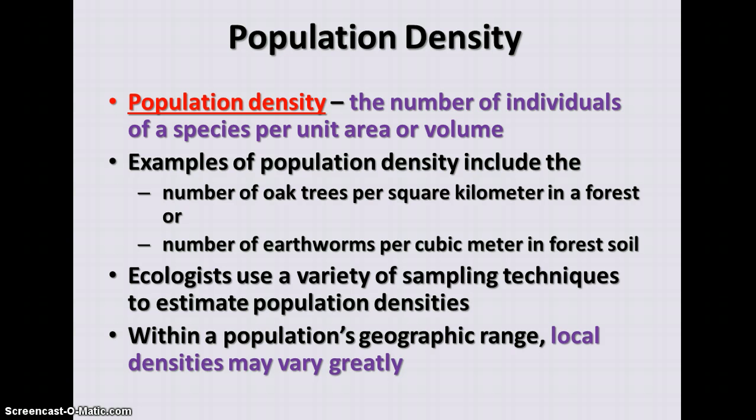The big thing you need to realize when you're talking about larger areas is that within that range, the density of the local area within that range may vary greatly. So you have a number of populations in your neighborhood, for instance, and some people might have more dogs in their yard than other people, so the population density in that particular range would vary depending on the family's yard that you're discussing.